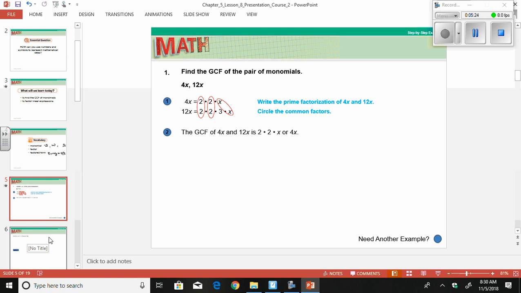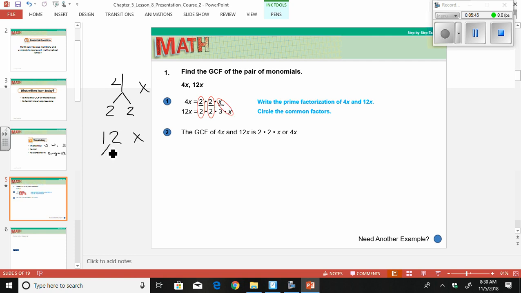Finding the GCF of a pair of monomials, first you want the prime factorization. So you want to know what all makes up our numbers here. So for instance, 4 and 12x. I'm going to start with the 4. I want to find those prime numbers that make up 4. For instance, 2 times 2. And then I have the x. So that's why we get 2 times 2 times x. 12x, I'm going to start with that first prime number, 2. It's 2 times 6. Then I can break down the 6 into 2 and 3. So I get 2 times 3 times x.